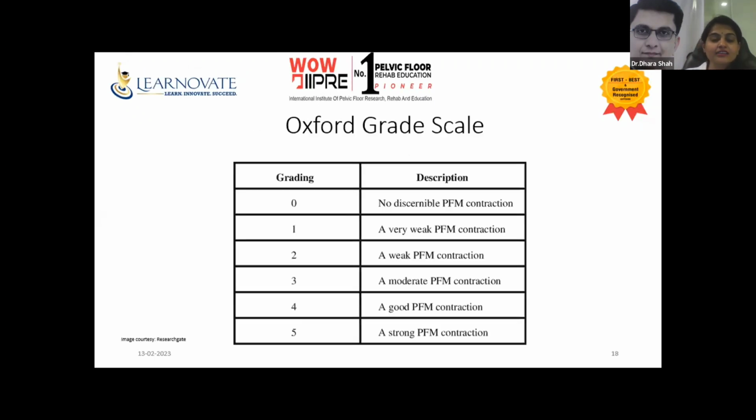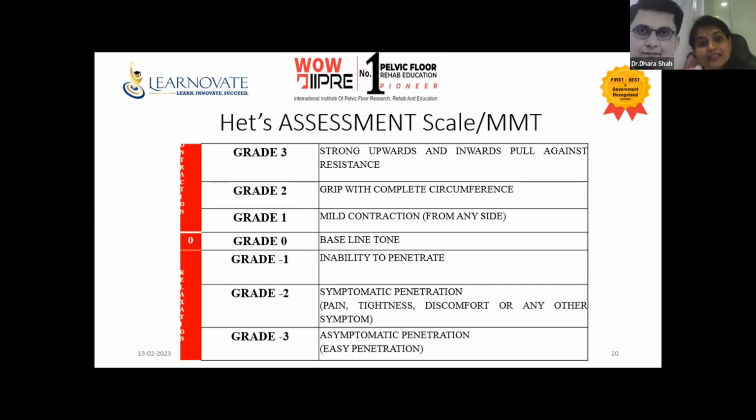The other one is Haig's MMT, which is to check the pelvic floor muscle involvement. 0 is the baseline tone, the normal resting tone. -1 is inability to penetrate, the female is not allowing you to penetrate inside. -2 is symptomatic penetration: the penetration is possible, but with symptoms. And -3 is completely asymptomatic penetration, a complete relaxation.